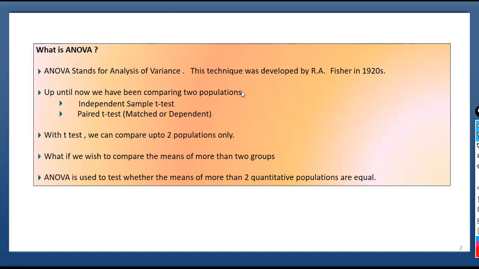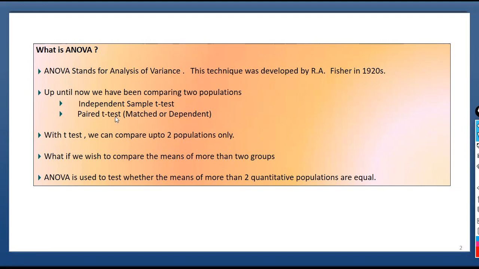So far we discussed comparing two populations: the independent sample t-test and the paired t-test. It is also called the dependent t-test or matched t-test. All the terms are the same, and in some cases they call it the student t-test. Don't get confused, that is nothing but the t-test only.